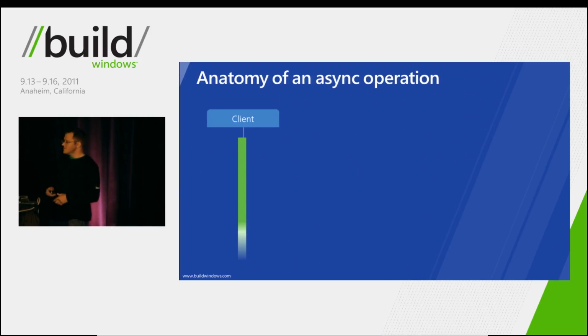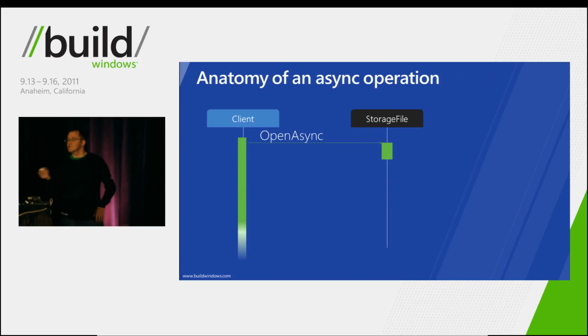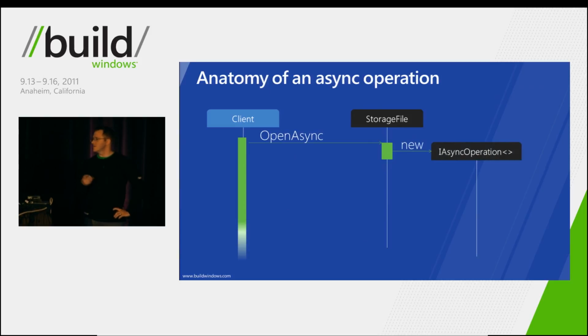So we start off, we've got some client application. It's running on a thread. And I want to call an async API. So I'm going to call something like open async. I've got a storage file, and I make a method call on that. That looks like something I see in my application code for a Metro-style app. Now, what's going to happen is that open async call is going to return to me an operation object. And this operation object represents the task that I want to do.